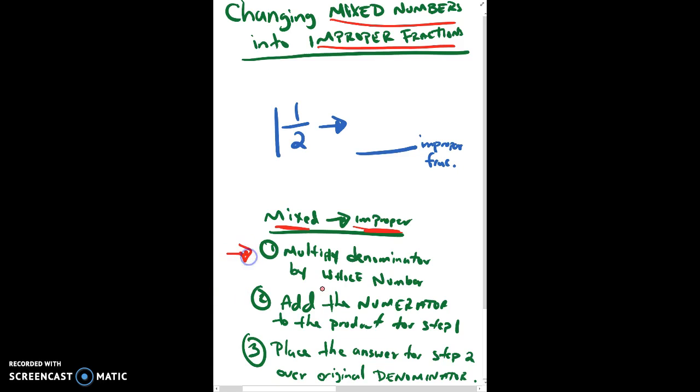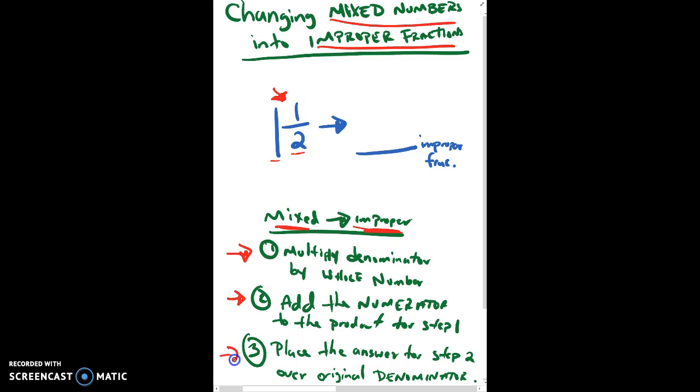The first step is to multiply the denominator, this 2 right here, by the whole number, by this 1. So 2 times 1 would be 2. The second step would be to add the numerator to the product from step 1. So 2 times 1 is 2, and then we would add this 1 to that solution. So that 2 we would add to this 1 would be 3.